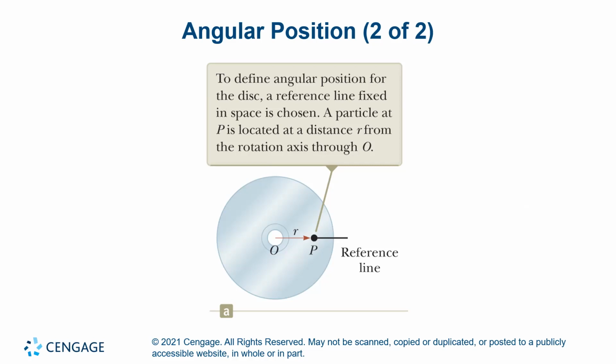So to define the angular position of a rigid object, it is the angle theta between the reference line on an object and a fixed reference line in space. Angle theta obeys the same role in rotational motion as position x in one-dimensional translational motion. In one-dimensional translational motion, we refer to the position as x. For rotational motion, our position is expressed in terms of theta.